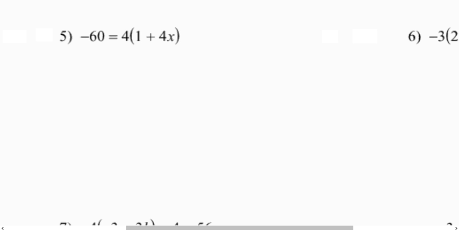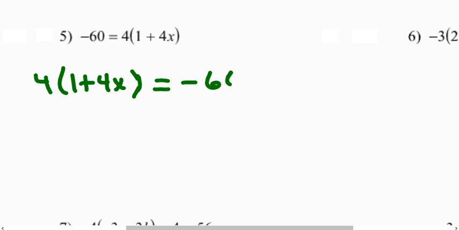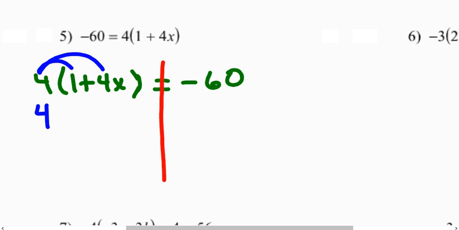Okay, first thing I notice is my x is on the right side, which I hate. I don't want that. So I'm going to switcheroo my left and my right sides. I'm going to put my 4 times 1 plus 4x on the left and my negative 60 on the right. Okay, distribute. 4 times positive 1 is positive 4. Positive 4 times positive 4x is positive 16x equals negative 60.